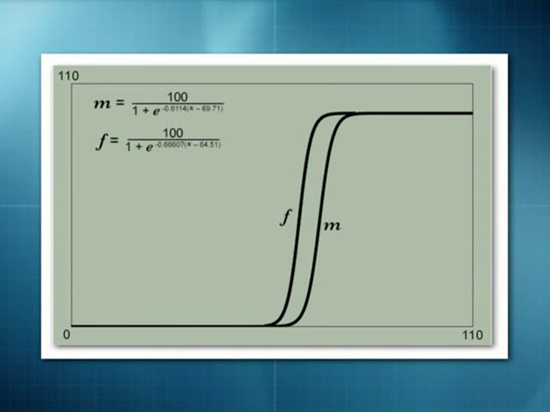A couple of other interesting features. I see some horizontal asymptotes. I see one going off to the left and one going off to the right. What are they? Well, remember, the values of F and M are percentages. And so clearly the percentages are going to be between 0 and 100. And that's why 0 and 100 are the asymptotes.